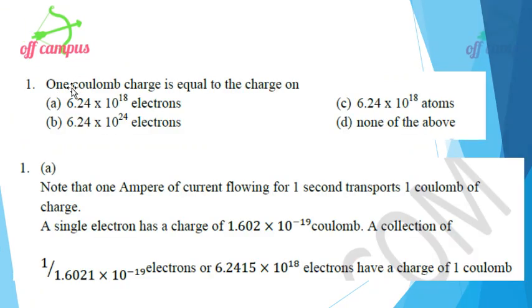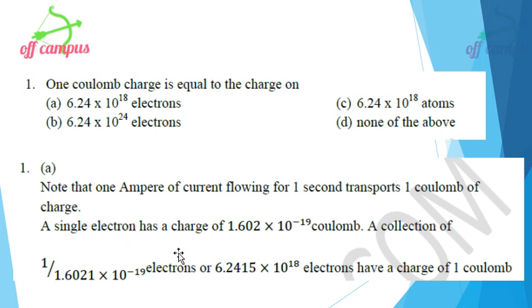In this video we are going to see some problems in basics of network theory. First one, 1 coulomb charge is equal to the charge on... 4 different options are given: 6.24 into 10 power 18 electrons, 6.24 into 10 power 18 atoms, 6.24 into 10 power 24 electrons, and option D, none of the above. So, 1 coulomb charge, what is that? Know that 1 ampere of current flowing for 1 second transports 1 coulomb of charge. What is actually 1 coulomb of charge is nothing but 1 ampere of current flowing for 1 second.